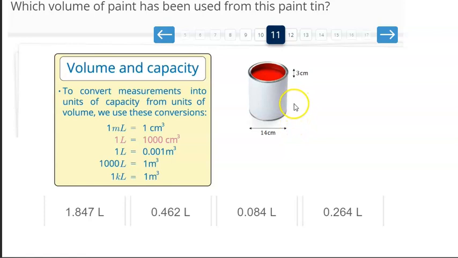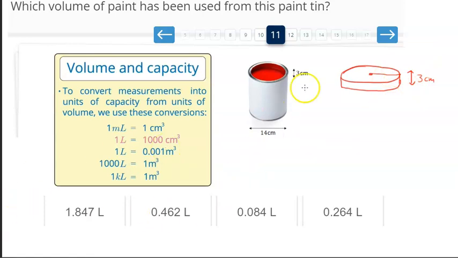So this question here is saying which volume of paint has been used from this paint tin. So in other words, there is paint within this tin and a small section of it has been used, and to carefully show you how much of this has been used, it's only a small portion. It's only this amount within here, obviously not to scale, but 3 centimeters height of paint has been used. What we need to do is find out what that volume is, and then convert that into capacity.